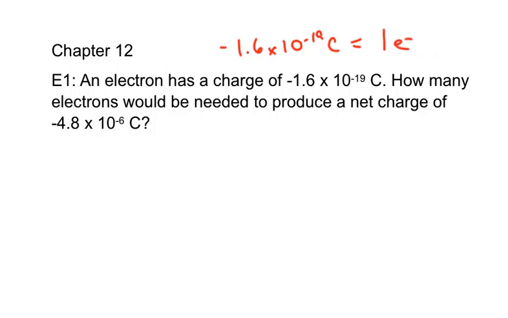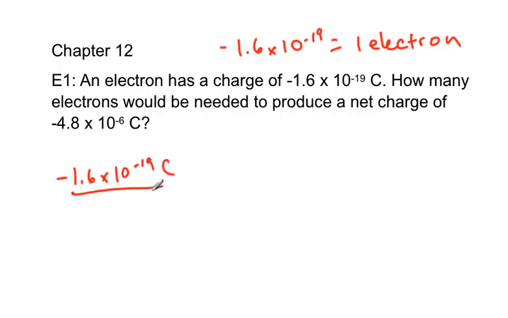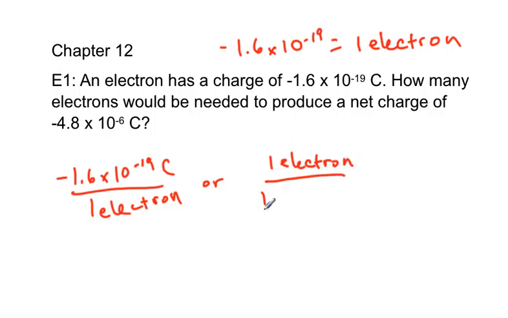Okay, here I can write out electron for you. There we go. Okay, so we have our conversion factor. We have our ratio. We can write that as negative 1.6 times 10 to the negative 19th coulombs over 1 electron, or we can write it as 1 electron over a negative 1.6 times 10 to the negative 19th coulombs. Okay, so that's our conversion factor.